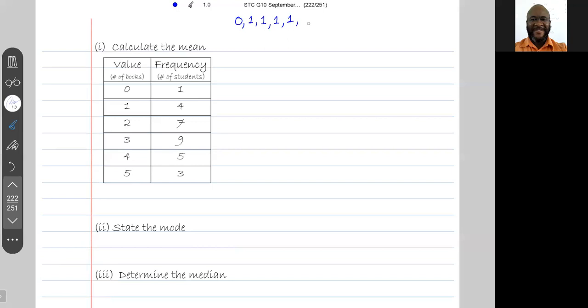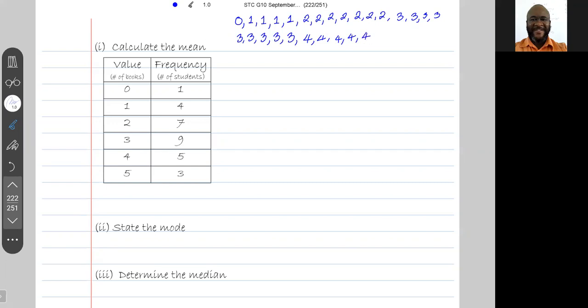Now, 7 persons said they read 2 books. So 1, 2, 3, 4, 5, 6, 7. 7 persons said they read 2 books. 9 persons read 3 books. 1, 2, 3, 4, 5, 6, 7, 8, 9. 9 persons read 3 books. 5 persons read 4 books. 1, 2, 3, 4, 5. All right, you get the picture.